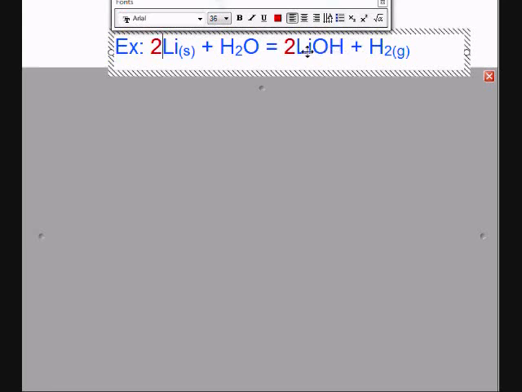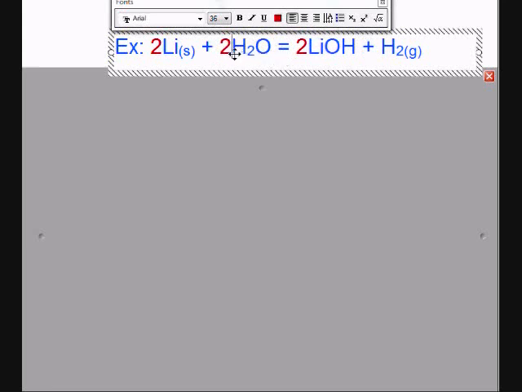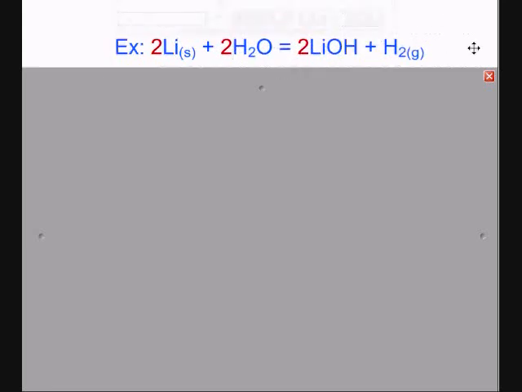2 lithium. How about my hydrogens? 2 times 2, 4. Oops, need a 2 over here, don't I? And oxygens. 2 times 1, 2. There we go. That looks balanced. Okay, so the mole-to-mole ratios are 2 to 2, gives us 2 to 1.